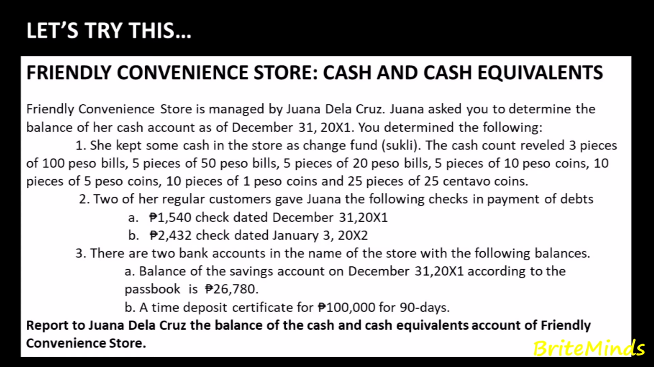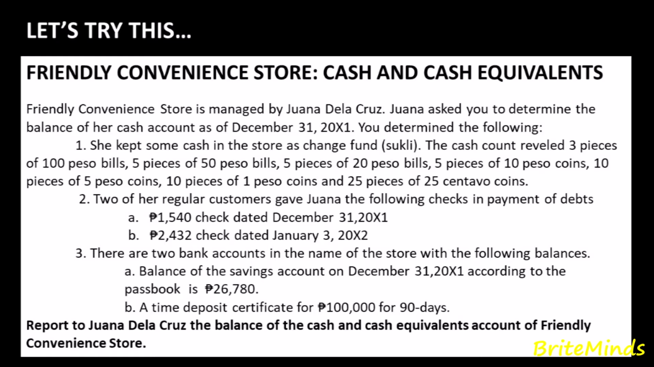And then the second scenario, 2 of her regular customers give Juana the following checks in payment of debts. A, 1,540 pesos, check dated December 31, 20X1. And the second, 2,432 pesos, check dated January 3, 20X2.